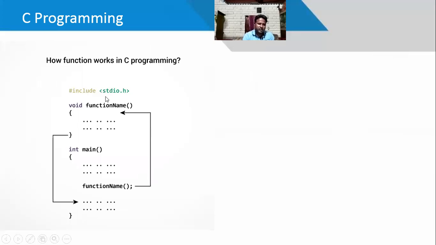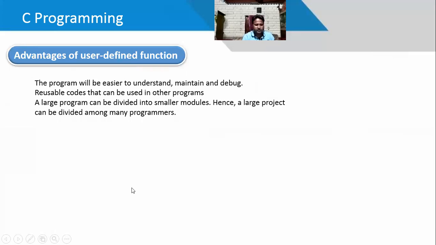See that we include stdio.h, then we define a function void function, then we call this function here in the main method. You can directly call it. The advantages of a user defined function: the program will be easier to understand because your complex program is divided into submodules. It contains reusable code that can be used in other programs. A large program can be divided into smaller modules, hence a large project can be divided among many programmers.